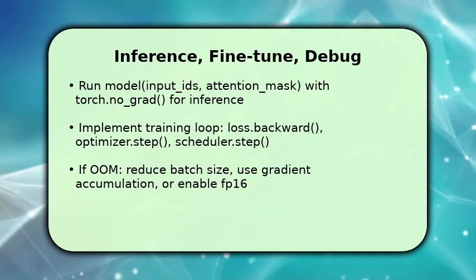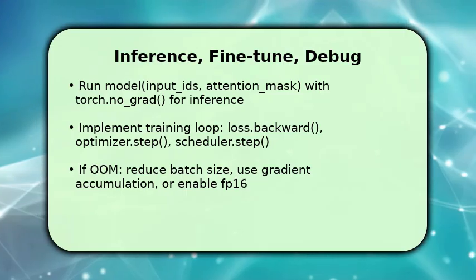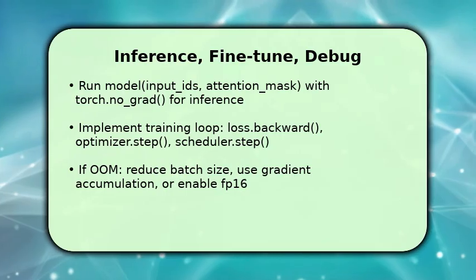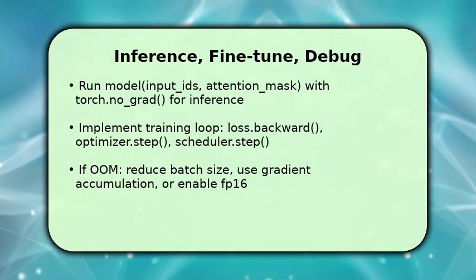If things go wrong, check common issues. Out of memory: reduce batch size or use mixed precision. Mismatch tokenization: ensure tokenizer and model match. And label shape mismatches: verify target dimensions.